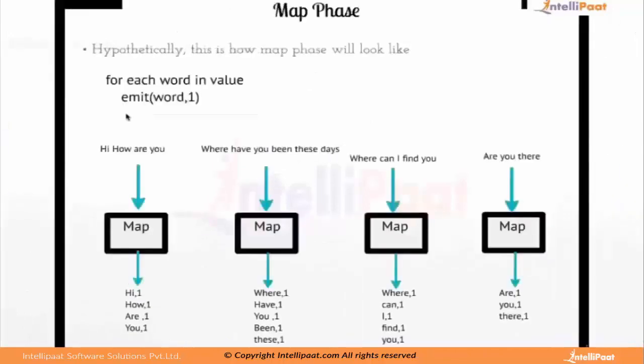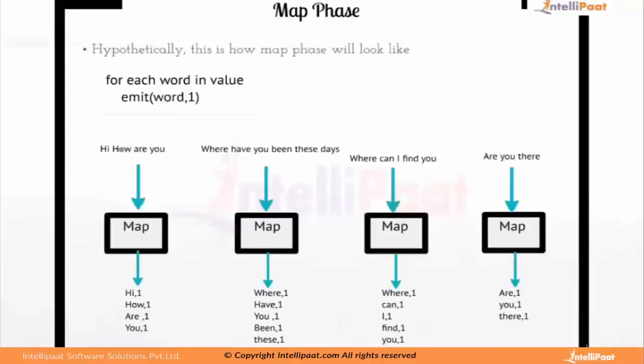Hypothetically, this is how your map phase looks. Map 1 will take, hi, how are you? Map 2 would take, where have you been these days? Map 3 would take, where can I find you? And map 4 will take, are you there? Each map will focus on its own business and give its own output.